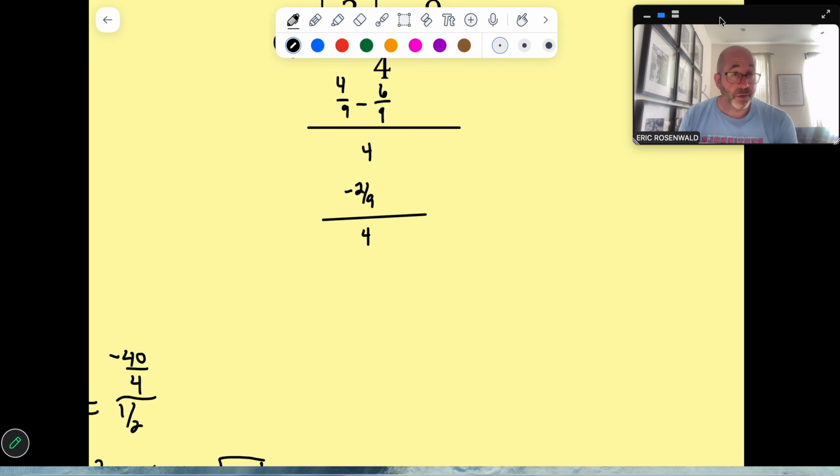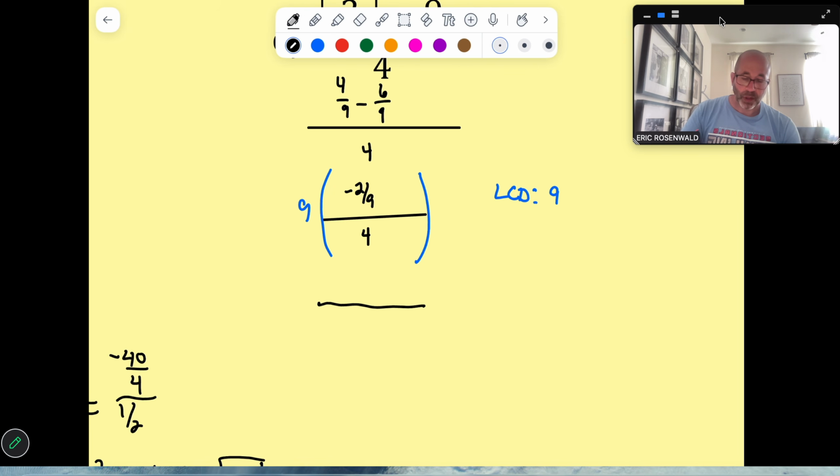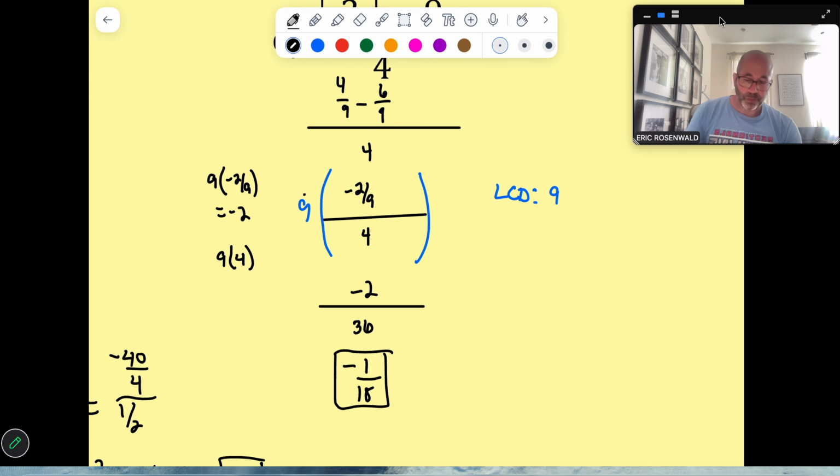Okay, let's go ahead and try what we did earlier, the advanced method, right? You see how we have a fraction within the fraction right here? Let's get rid of it. Let's go ahead and figure out our LCD. Well, my LCD in this is just going to be 9. There's only one complex denominator, and it's that 9 right there. So if I was to multiply everything in this by 9, watch what's going to happen. The 9 times negative 2 over 9 is just going to equal negative 2. And then the 9 times 4 on the denominator is just going to equal 36. And if we reduce that, we get negative 1 over 18. There you go.